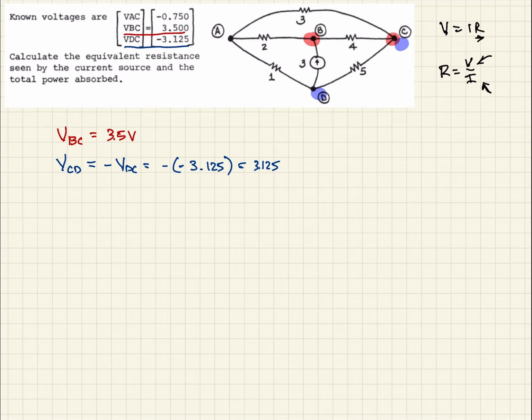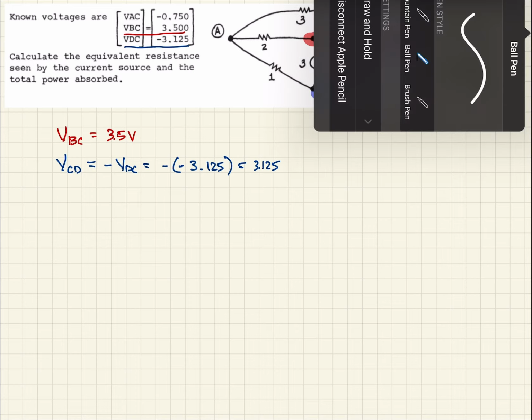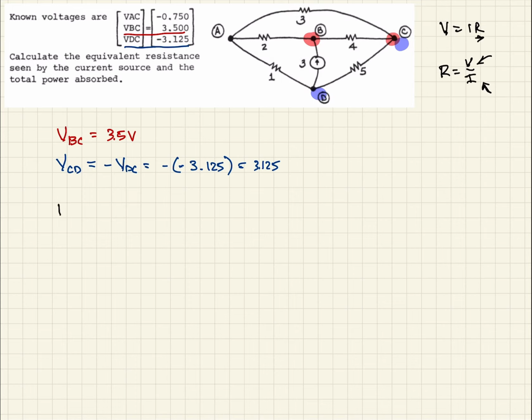So now, if we look at our equation again, if we go back to looking for the equivalent resistance, that's going to be equal to VBD over our current source I. Well, VBD is going to be VBC plus VCD. So that gets us all the way around the loop here, right? And then again, our current source is the same.